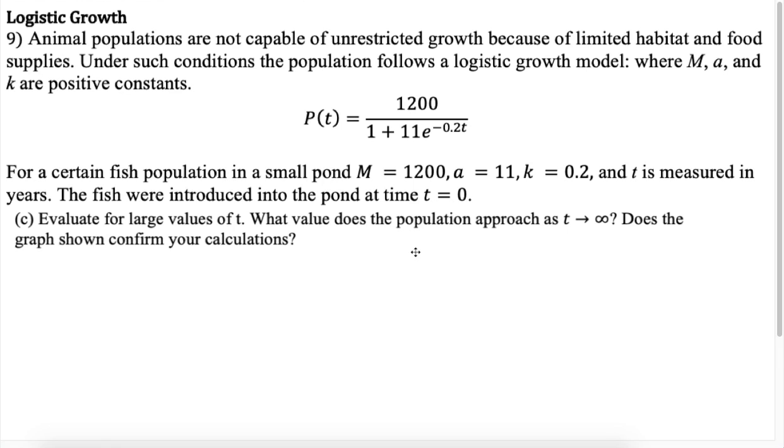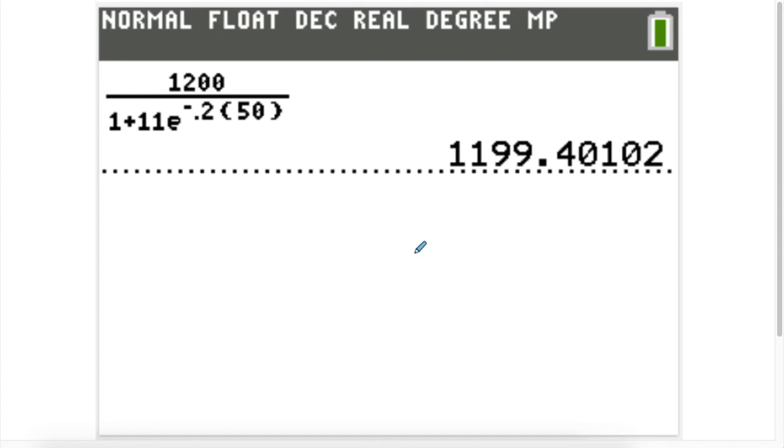It's going to approach a certain value. It's not going to grow infinitely. So let's plug in like 50 years. What happens after 50 years? If I plug 50 in for t, we've got 1,199. Right? So let's go even bigger.